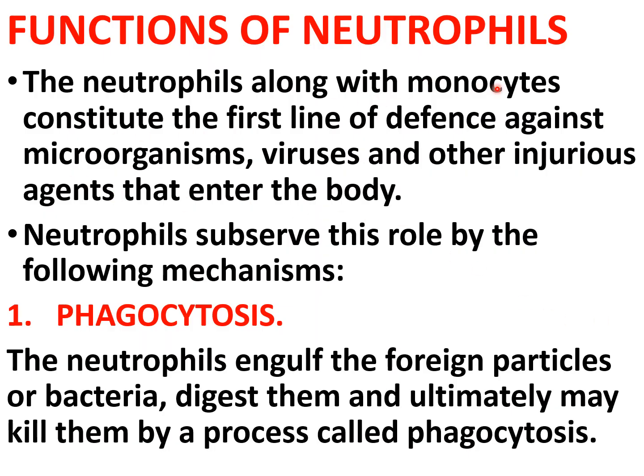So, functions of neutrophil. The neutrophil, along with the monocyte, constitutes the first line of defense against microorganisms, viruses and other injurious agents that enter the body. Neutrophils play this role by a specific mechanism, and that is phagocytosis. So what is phagocytosis? Phagocytosis means eating and pinocytosis means drinking. So neutrophils engulf the foreign particles or bacteria, digest them and ultimately may kill them by a process that is known as phagocytosis.